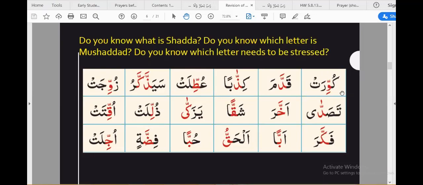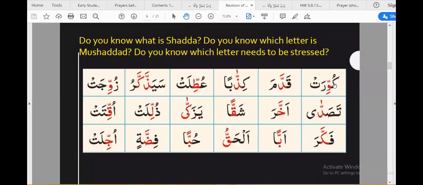The one above the ta. Okay. Above the ta, this is a sukoon. I'm asking you which letter is mushaddad. Which is the mushaddad letter? The one below the wow. No. What you're telling me are signs. Right now, I'm asking you which letter is the mushaddad letter.